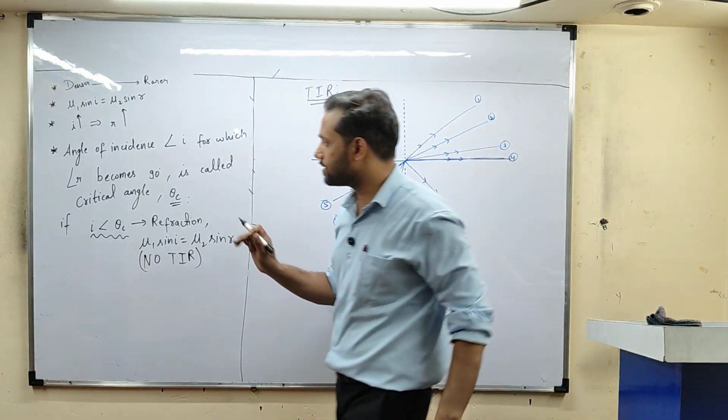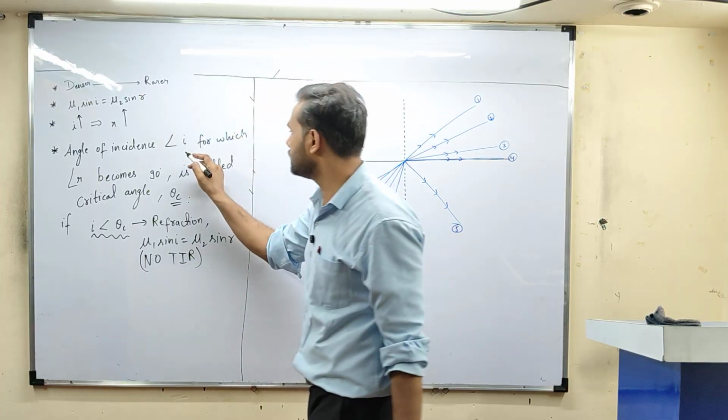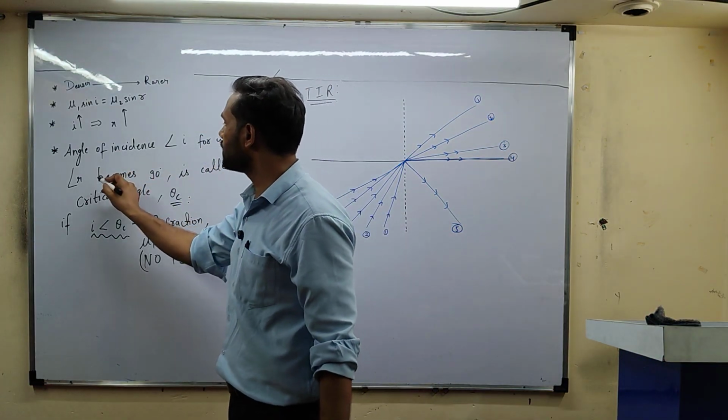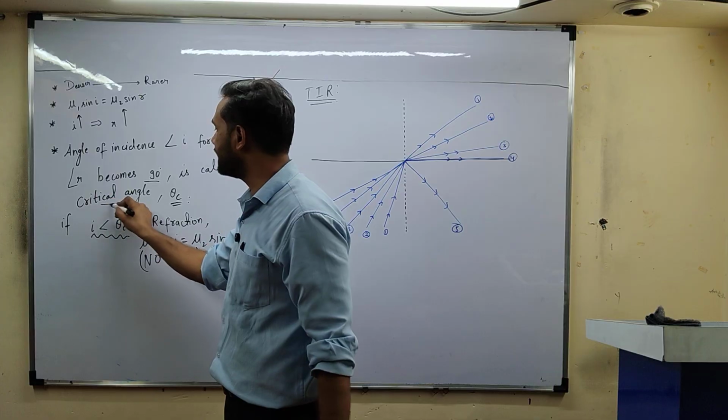You have to understand what is critical angle. It's very simple. Angle of incidence for which R becomes 90 is called critical angle.